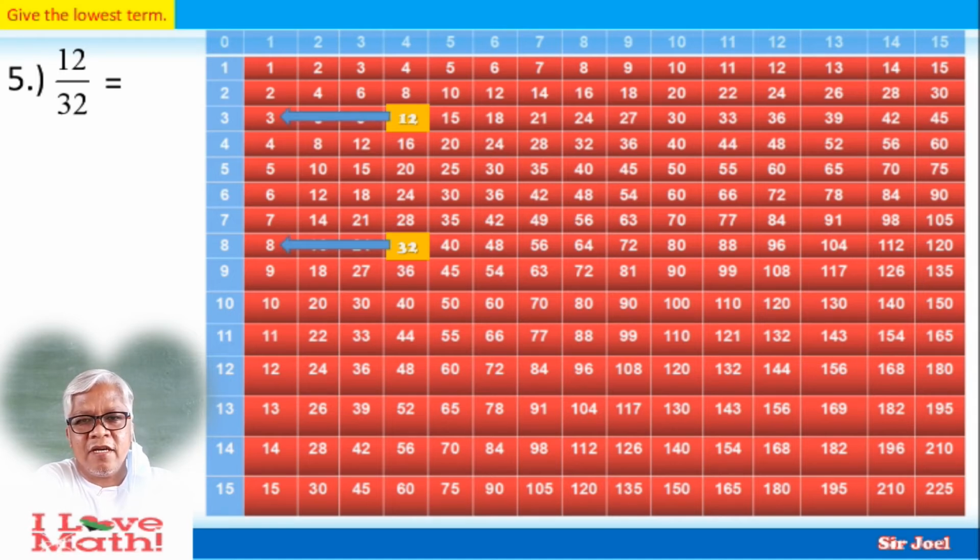Well, in this case, I did 12 divided by 4. The answer is 3. 32 divided by 4. The answer is 8. So 3 and 8 ay nasa column 1 na. So 3 divided by 1 is 3. And 8 divided by 1 is 8. Kasi nga, wala naman ng makikitang 3 and 8 under column 2 to 15, di ba? Wala na. So, i-divide na lang natin siya again by 1. So, ibig sabihin, ang lowest term of 12 over 32 is simply 3 over 8.